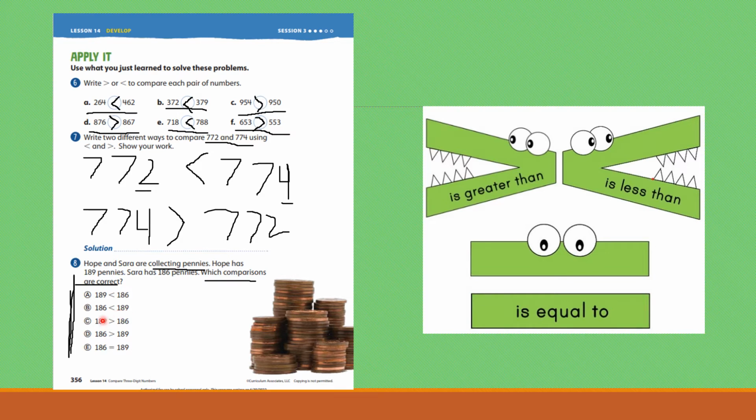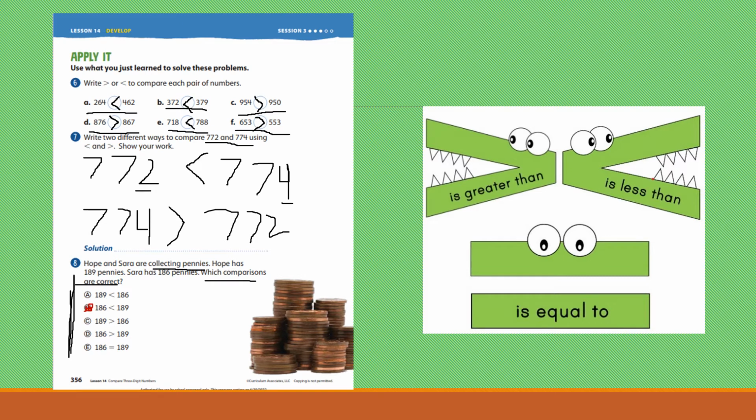Let's look at B. They both have hundreds. They both have 8 tens. I have 6 ones and 9 ones. Look at the mouth of the arrow. It is open to the bigger number, 189. So that one is correct. So I'm going to bubble in that one.